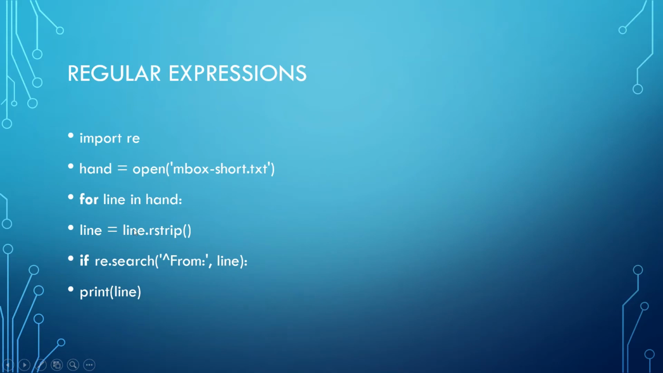So this is the same one. import re; hand = open('mbox-short.txt'). This is a file. Open basically opens a file. for line in hand: line = line.rstrip(). if re.search('^From', line): and as you can see, the caret means that at the very beginning of the line it should have From.